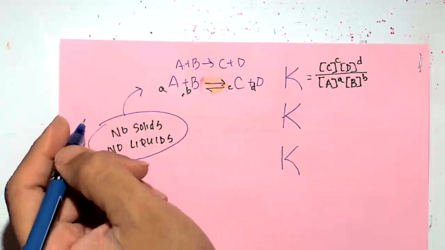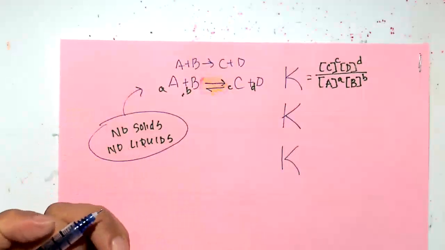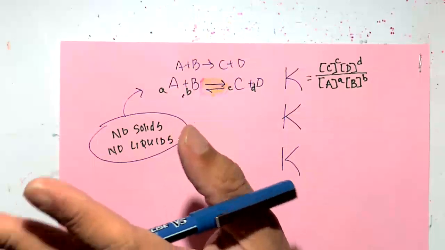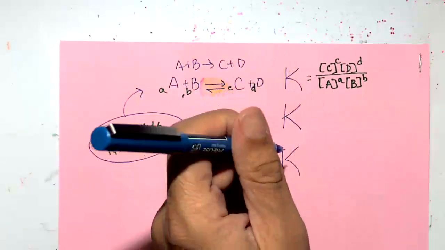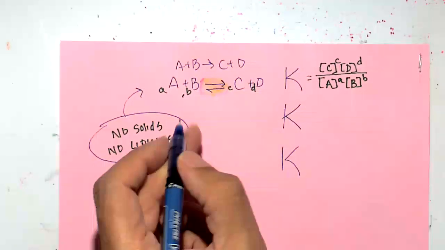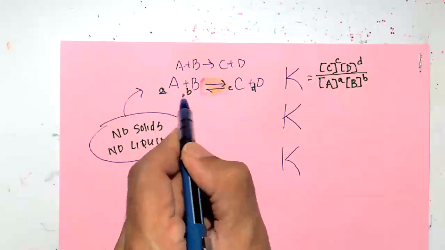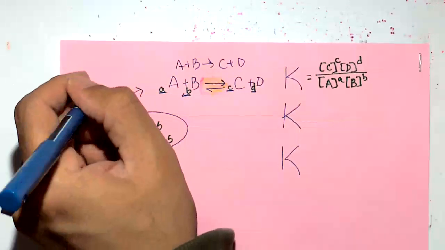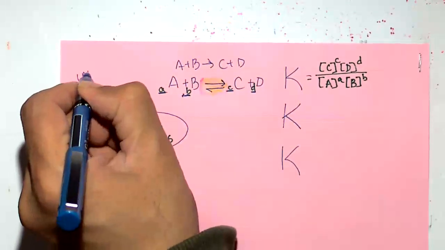You do not put solids and liquids in here. You just ignore them. Don't put them in this. So it's products over reactants, each raised to its coefficient. This is also called the law of mass action.